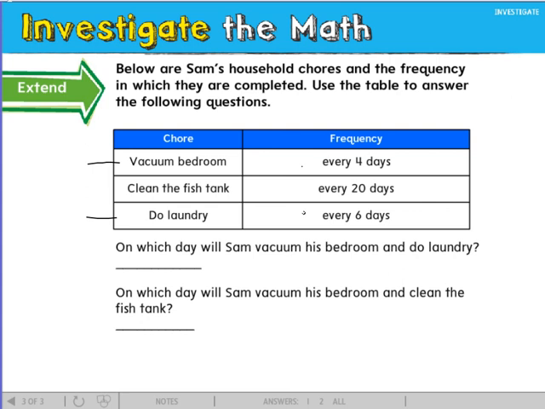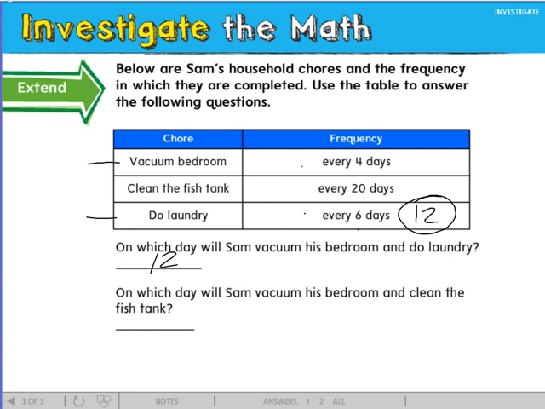What number did I say to start with? The greater of the two numbers, in this case 6. So we're going to start with the 6. Can 4 go into 6? Nope. What comes after 6? 12. Can 4 go into 12 evenly? Yes, we're done. So every 12 days he will do the laundry and vacuum his bedroom on the same day.